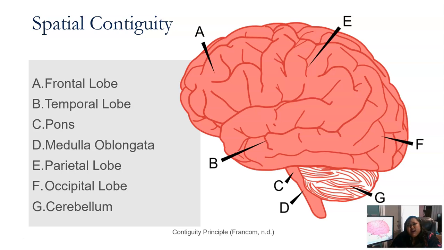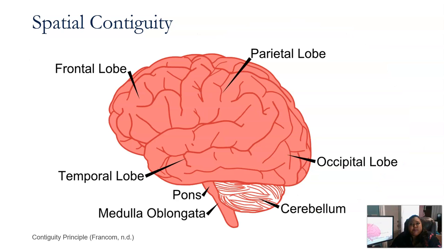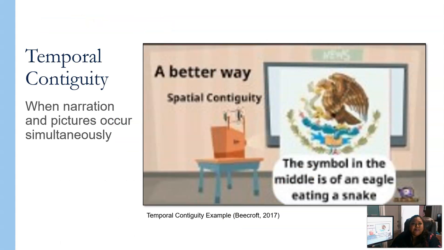But do you guys remember how we turned it into a good example? Take a moment to recall what we did to that picture to make it a little bit more manageable. We put those labels directly on the image in close proximity to where they were located. So next we're going to talk about temporal contiguity.